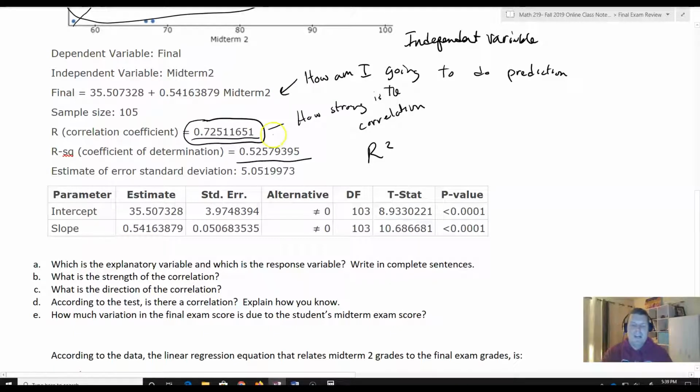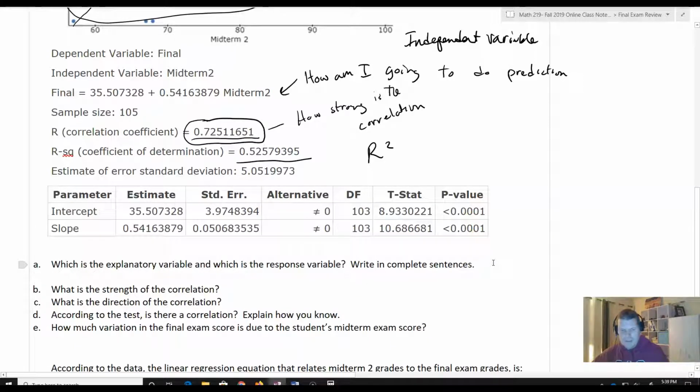The strength of my correlation is going to be r, and the value of my prediction basically is going to be r squared. Then I have this information here, and you'll notice for the slope, that's less than 0.001, my p-value, and that tells me that my linear regression equation is at least statistically good to do prediction. It's at least good enough.